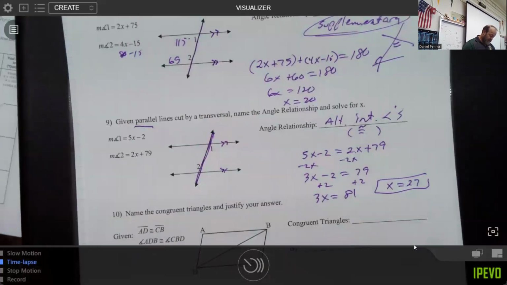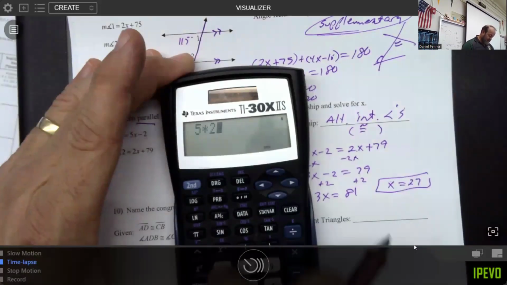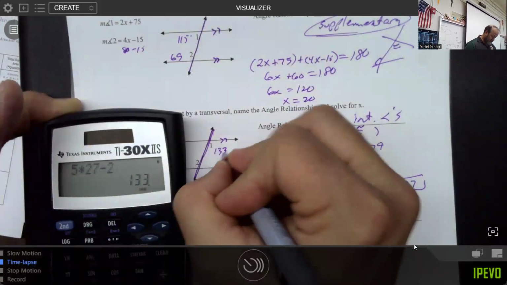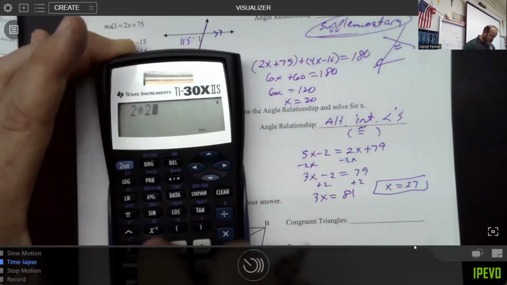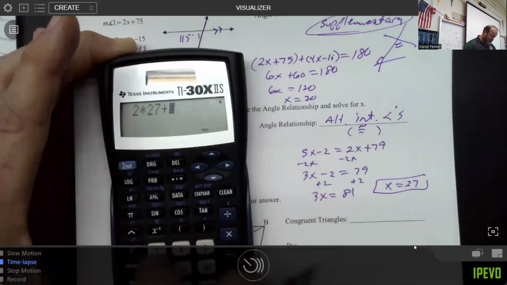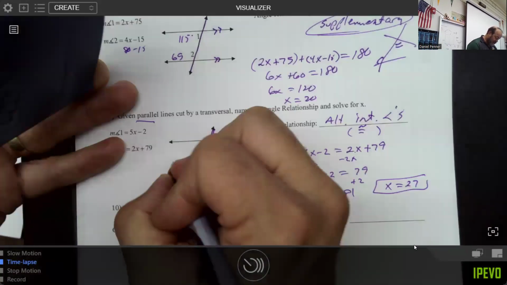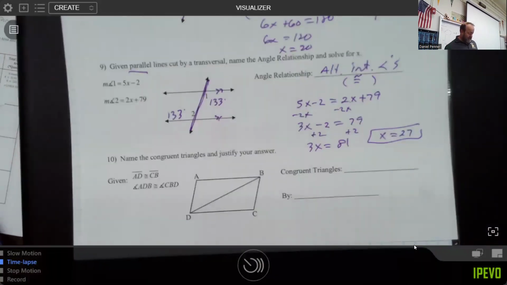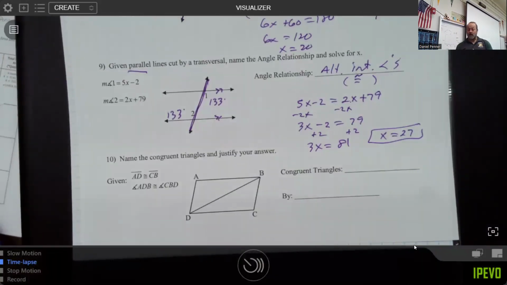So let's see, did we do okay? 5 times 27 minus 2 is 133. Let's see, 2 times 27 plus 79. That looks like 133. It looks like we did very well. So last, number 10, and that'll be the end of our first video for the first 2 pages.